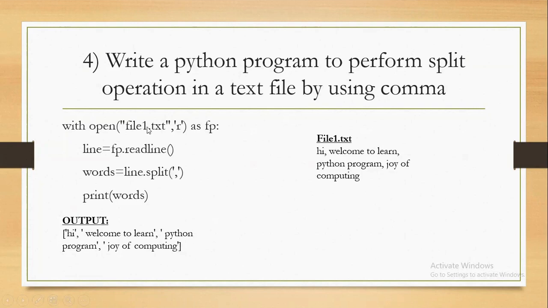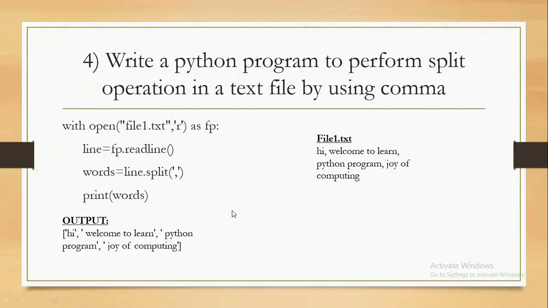Here we are going to open the file with the help of its file name. After opening the file, we are going to read the content of the file line by line with the help of the readline function, and it is stored in the line variable. And then for this line variable, we are going to call the split function. That split function will split the words with the help of the comma operator, and finally the words are split and stored in the word variable, and at last the words are printed on the output screen.